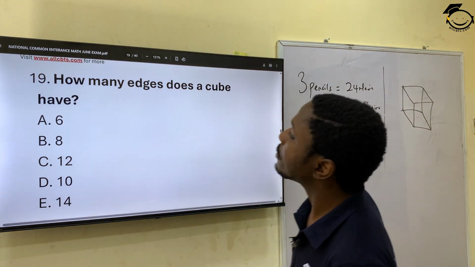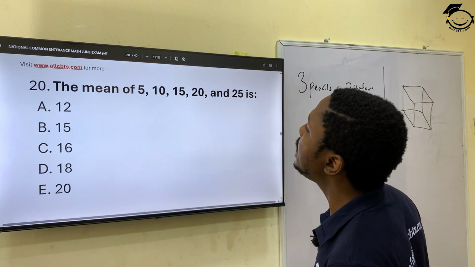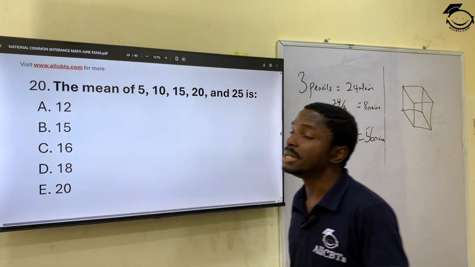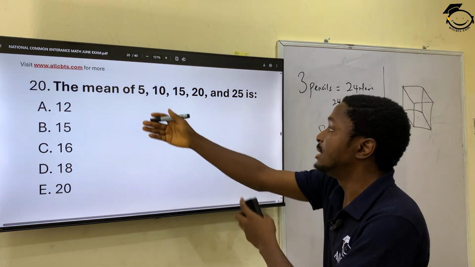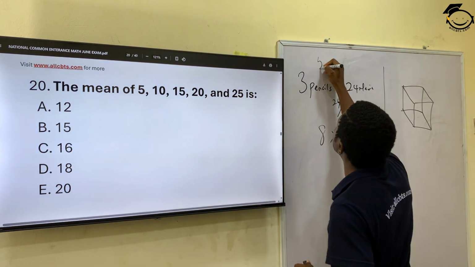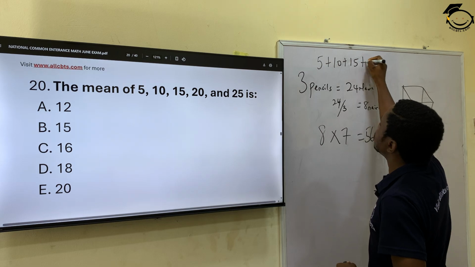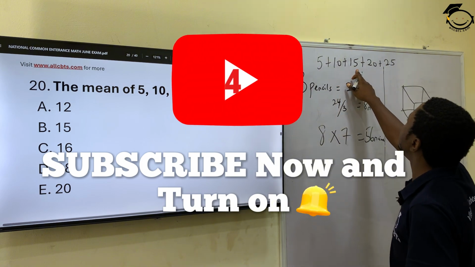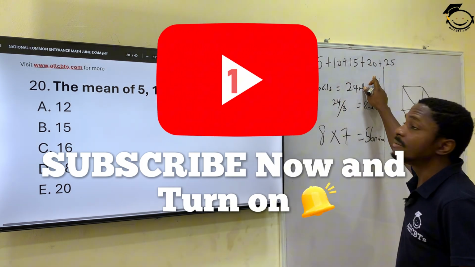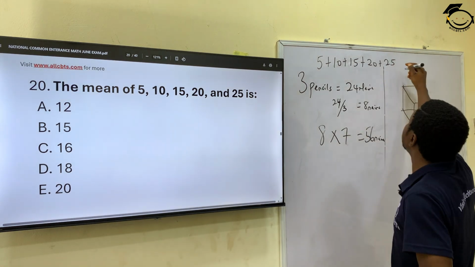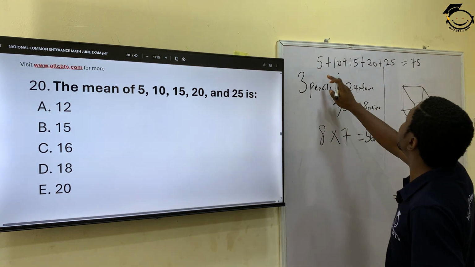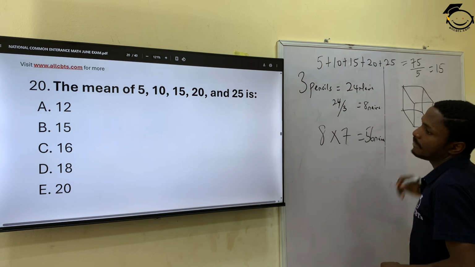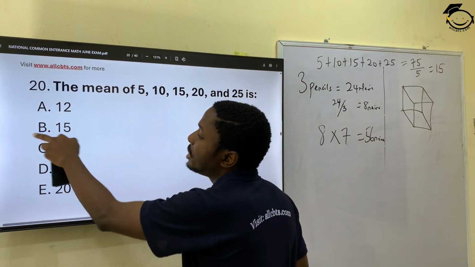Question 20. The mean of 5, 10, 15, 20, and 25 is what? Mean is like the average of this set of numbers. So you have 5 plus 10 plus 15 plus 20 plus 25. 5 plus 10, 15, 15 plus 15, 30, 30 plus 20, 50, 50 plus 25, 75. Divided by how many numbers? 1, 2, 3, 4, 5. Divided by 5 numbers. By the time you divide it, you have 15. So the mean of this number will give you 15.